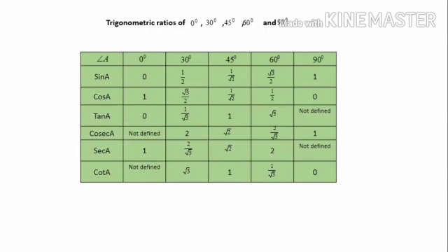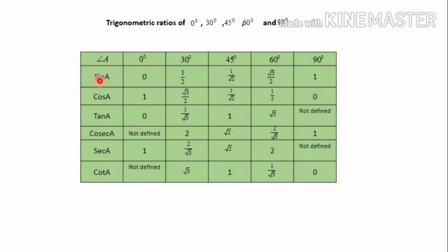There is a table given to you. In the first row angle is mentioned, that is 0, 30, 45, 60 and 90. And in the first column trigonometric ratios are mentioned, that is sin A, cos A, tan A, cosec A, sec A and cot A. How to read this table?